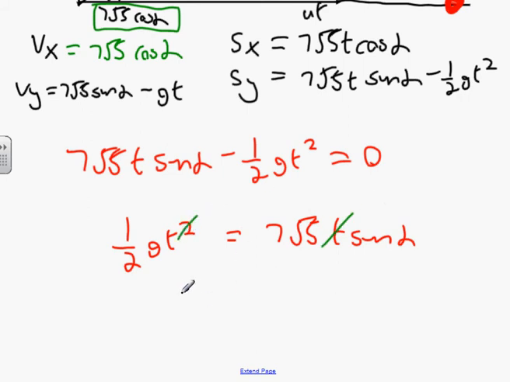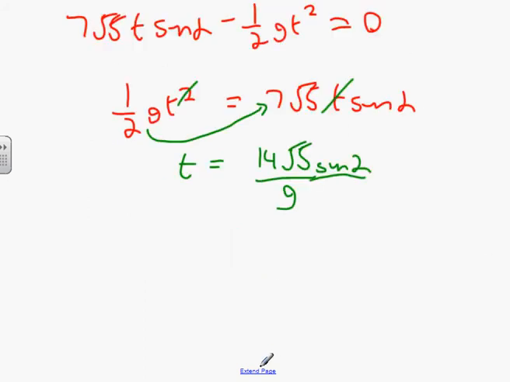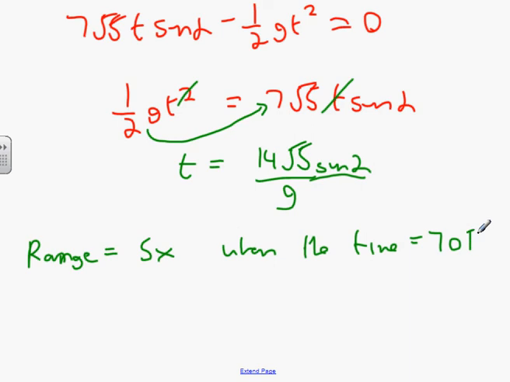Then all we have to do is say that t equals 14 root 5 sin alpha over g. I get the 14 by multiplying the 2 by the 7, and I'm just going to divide that by g, and I've left my sin alpha in. That's our time of flight. That's how long we're in the air for. Now, our range equals sx when the time equals the time of flight.